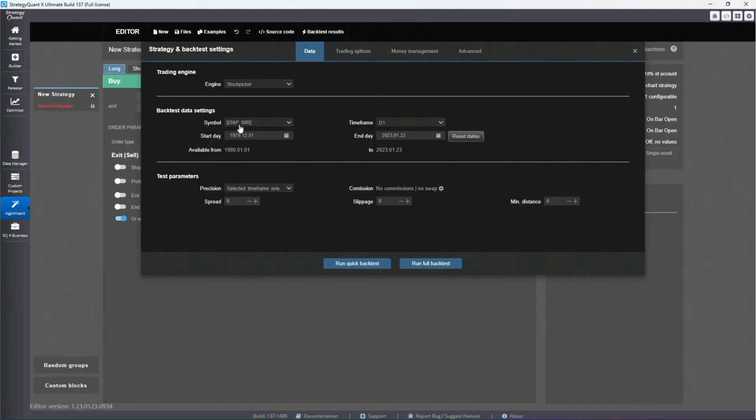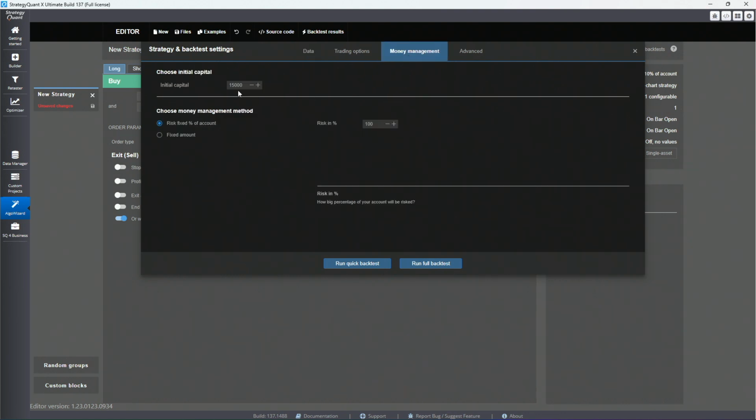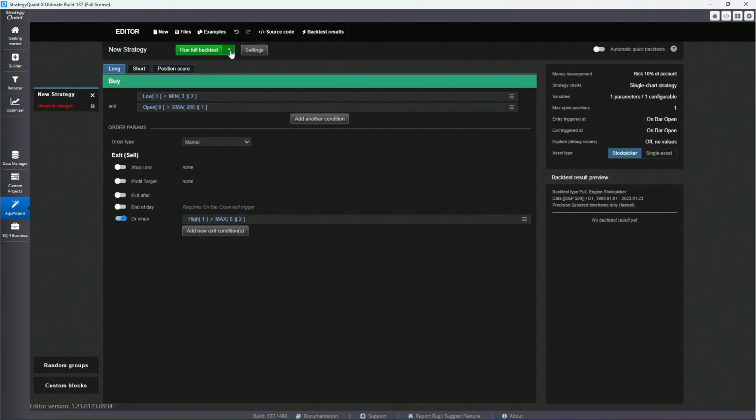Okay, so we're looking at the S&P 500. We have data since 1980. And in money management, we have $15,000 to start with, and we're using all the money to trade. So now if I run a full backtest, we get an error because currently we are trading 500 symbols. Of course, first of all, we don't have the capital for it, but the engine is designed to rank before placing an order. Now you can trade the 500 by ranking all of them.